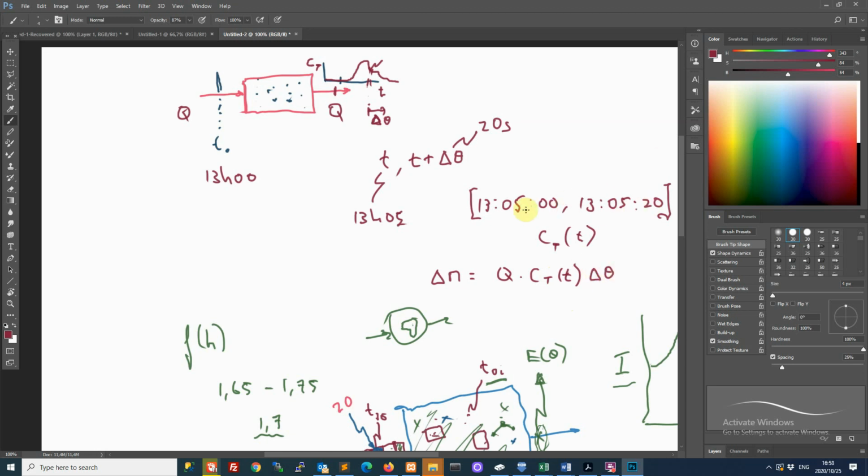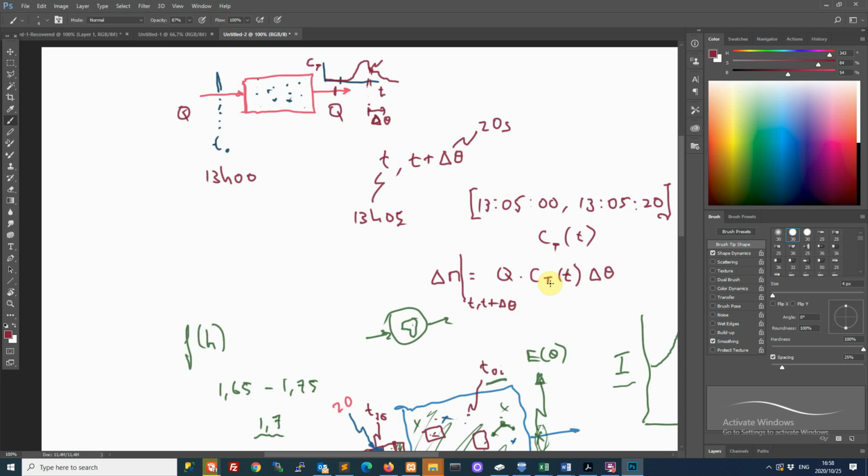Right, so 20 seconds has passed here, right? Delta theta is 20 seconds. And our volumetric flow rate is Q, and the concentration is CT. So if you multiply this together, that is the molar flow rate of tracer at time T. And if you multiply that by delta theta, then that's the number of moles of tracer between the times T and T plus delta theta. Right, that's the amount that left during that time. So that's the contribution from that specific time range.